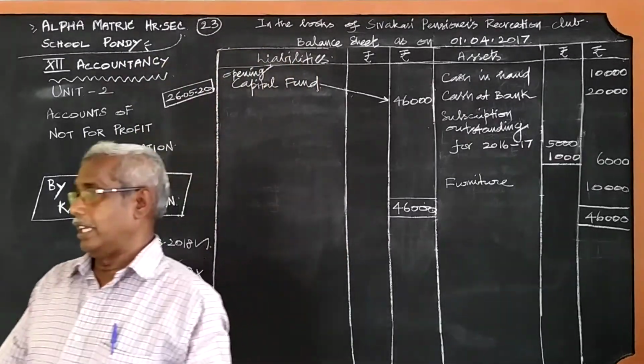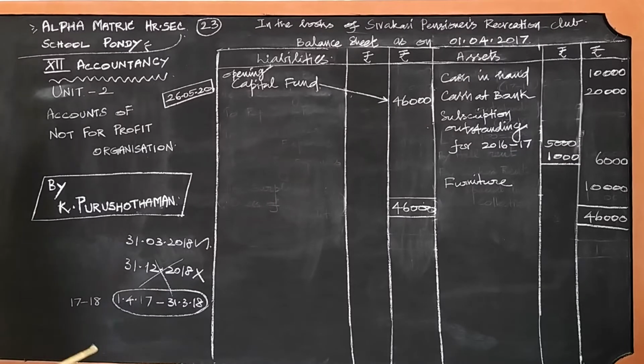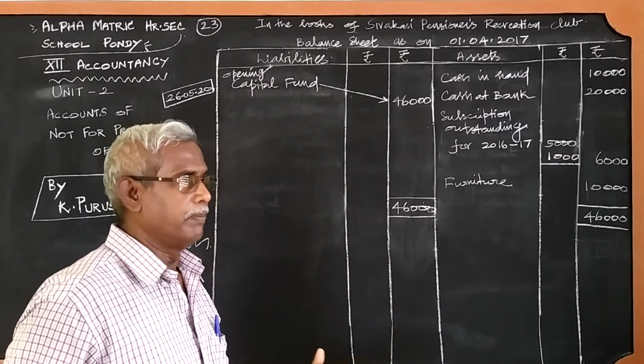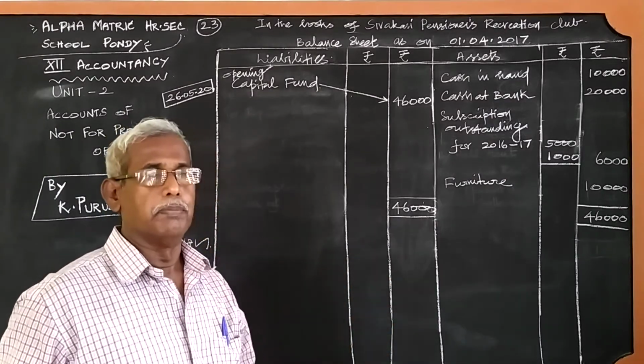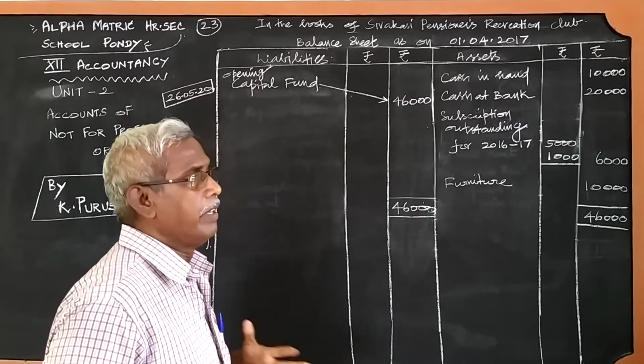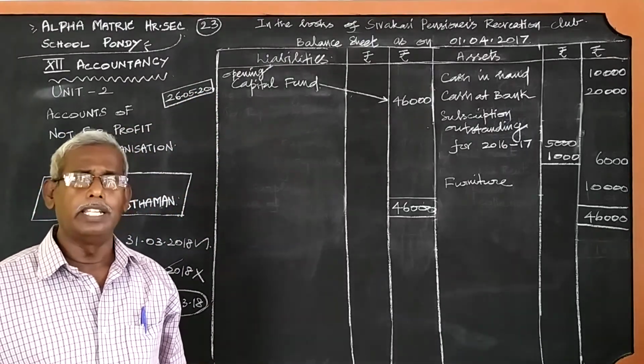46,000. Once again, I repeat it. Suppose you are supposed to prepare both income and expenditure account and the balance sheet. We have already prepared income and expenditure account. Now we are trying to prepare the balance sheet. For the preparation of balance sheet, this opening capital fund should be available or should be given in the problem, but actually it is not given in the problem. When the opening capital is not given in the problem, what will we have to prepare?